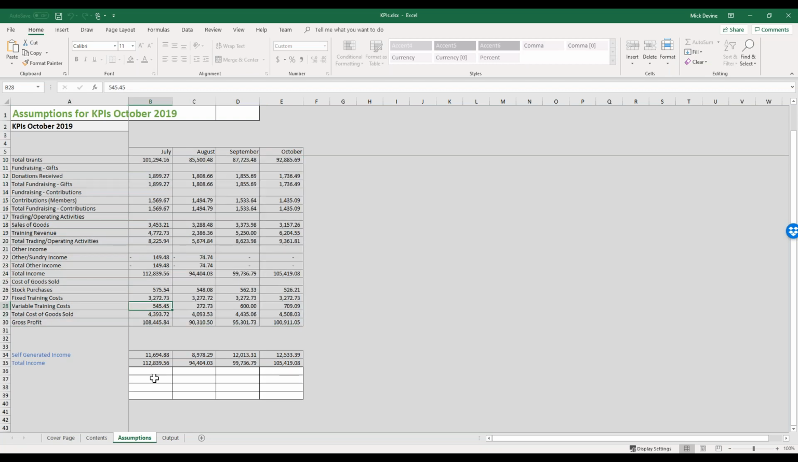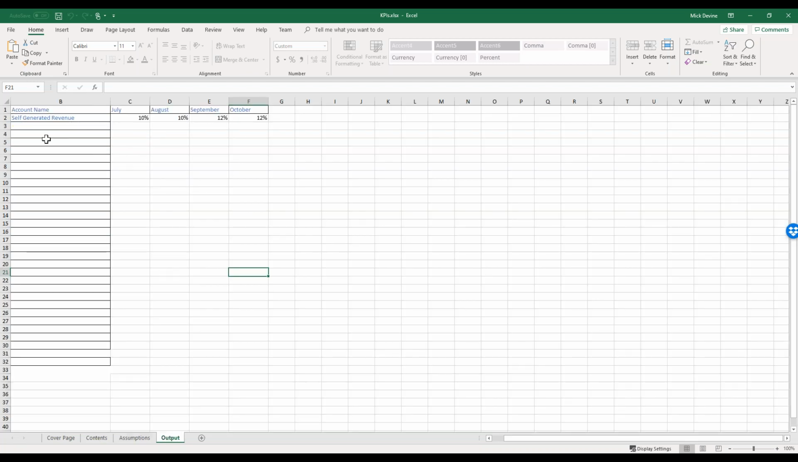And then I've created a formula at the bottom which adds up all the self-generated income. I've got another one that links to the total income, which is there. And then on the output side, I have my KPIs here.